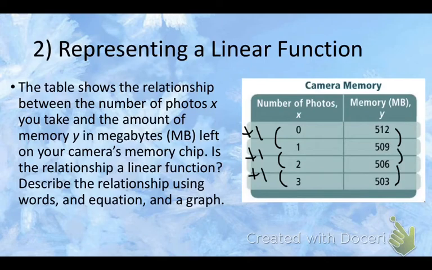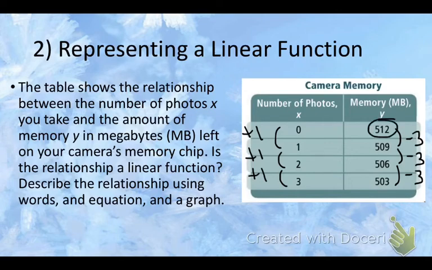512 to 509 is taking away 3, 509 to 506 is minus 3, and 506 to 503 is taking 3 away. So at this point I do have a constant rate of change here, so that is making me lean towards this being linear, being a straight line. As I see that constant rate of change, I do notice also that I am starting here at 512.